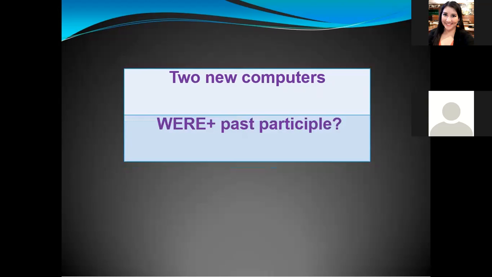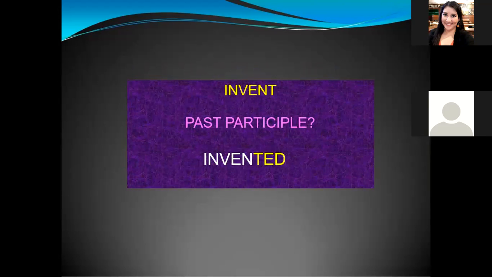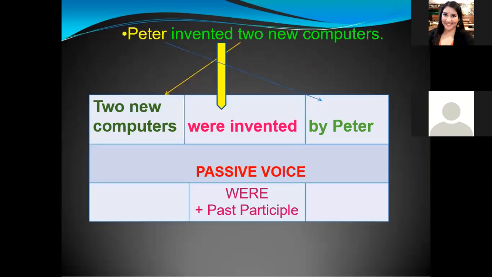Very good. Nice. Okay, so we chose were. And what is the past participle of invented, guys? What is invented, right? Because it's a regular verb. Very good. Okay. So invent, past participle, invented. All right. So here we have 2 new computers were invented by Peter. All right. Now, this is your passive voice sentence.